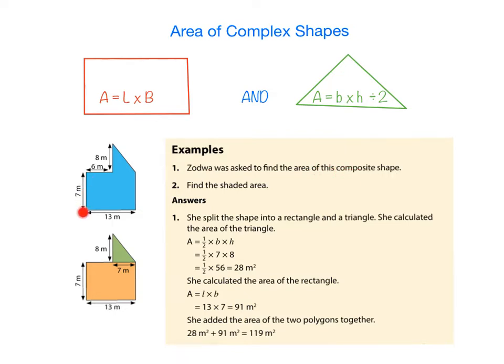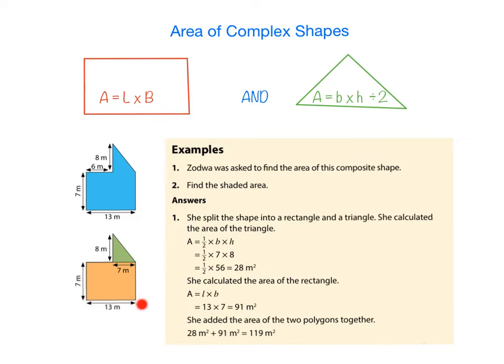So they've broken this area up into a rectangle and a triangle. So they use this 6 over here to subtract from the 13 to give a value of 7 for the base of the triangle. And we use the area formula for the triangle. So we say a half base times height, or we can say base times height divided by 2. Remember, that's the same. So we say 7 times 8 divided by 2, and that gives us 28 meters squared.